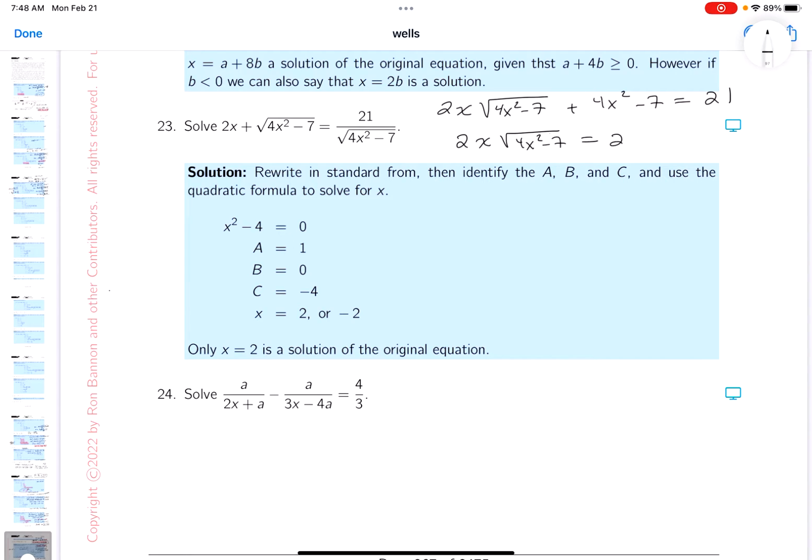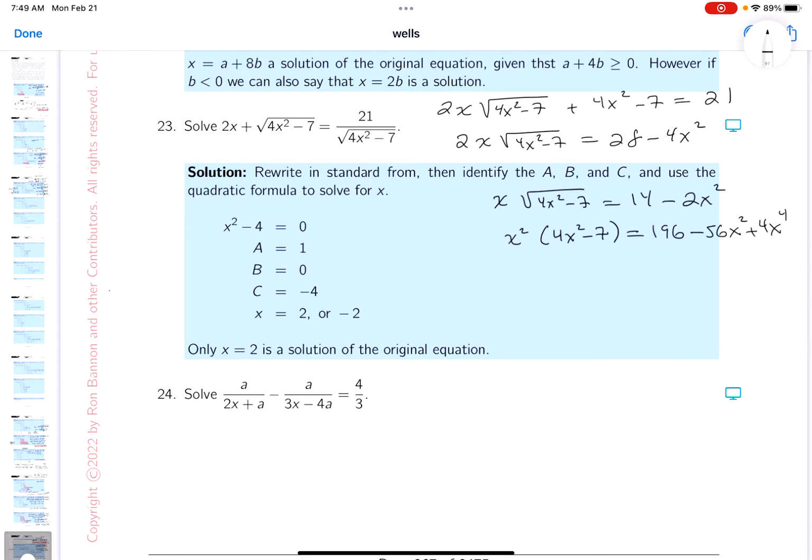And that's going to be equal to 28 minus 4x squared. And just to make life easier, I'm going to divide both sides by 2, and I get this over here. Now I'm going to square both sides. You get x squared, 4x squared minus 7. 14 squared is 196. Then you're going to get minus 56x squared plus 4x to the 4th power.